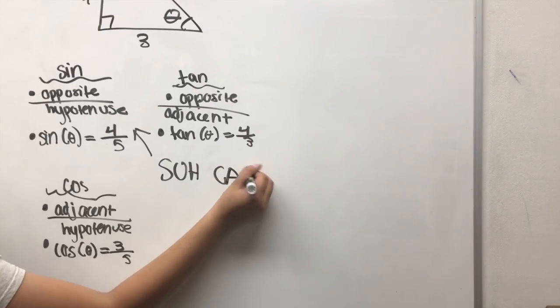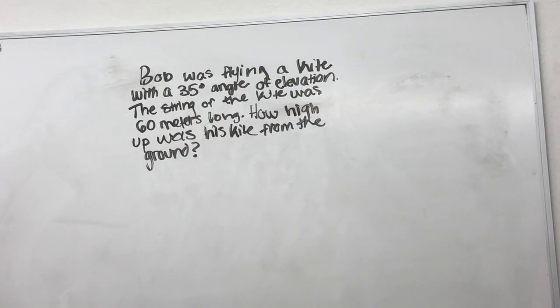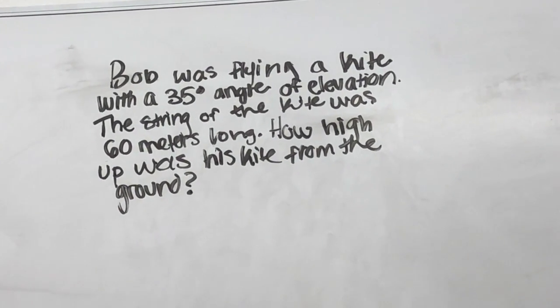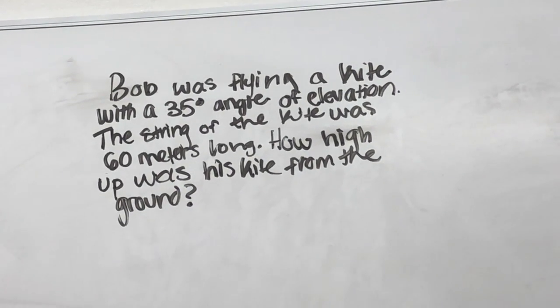So, an easy way to remember this is SOHCAHTOA. Let's practice with an example problem. Bob was flying a kite with a 35-degree angle of elevation. The string of the kite was 60 meters long. How high up was his kite from the ground?